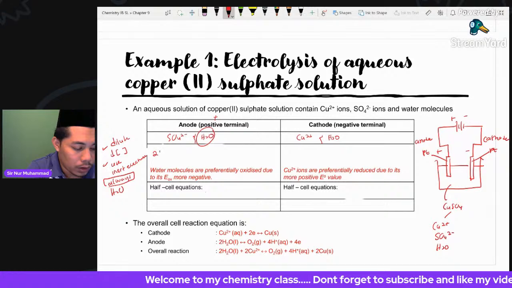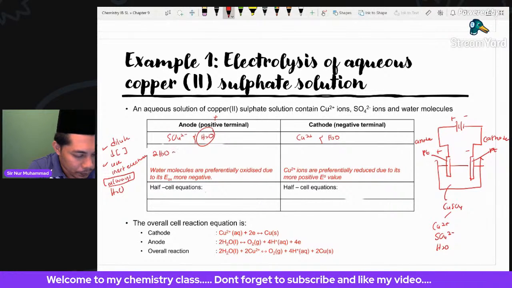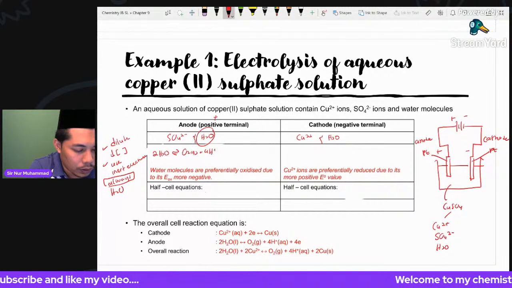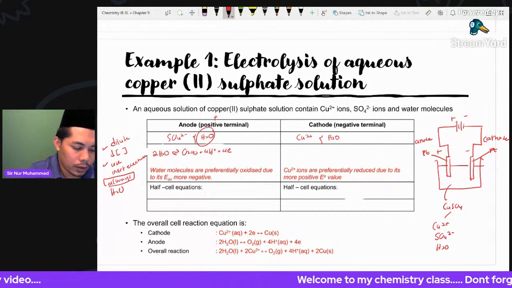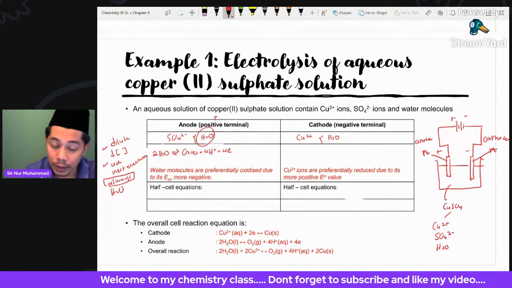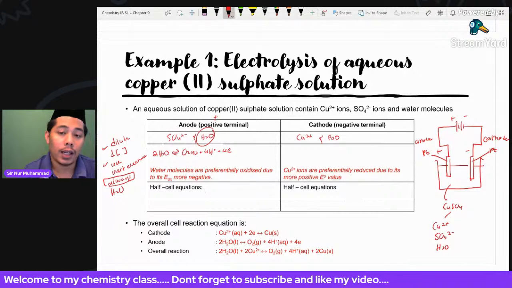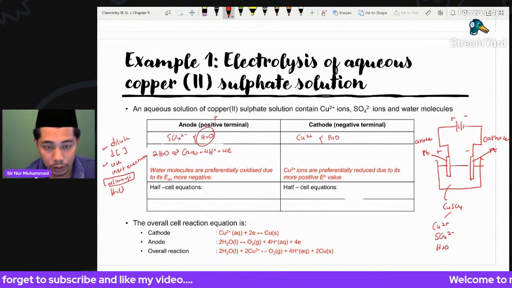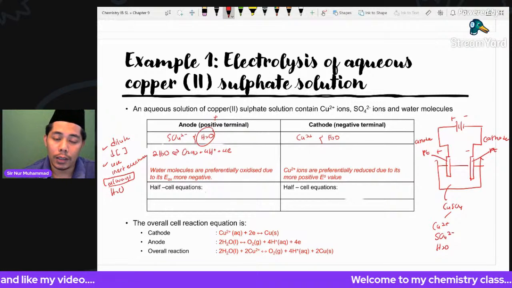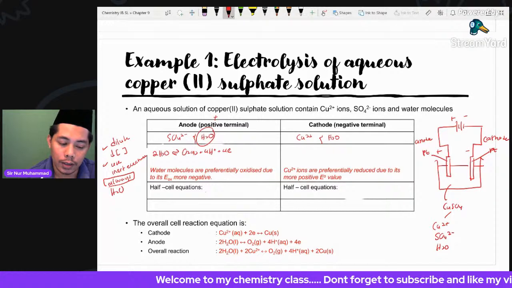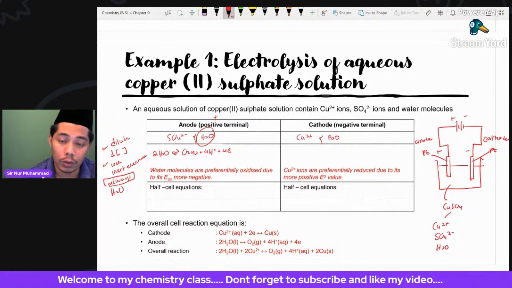So write the half equation. 2H2O produces oxygen gas plus 4 hydrogen ions plus 4 electrons. And at the cathode, it is not affected by the concentration and not affected by the type of electrode, but it depends on the value of SEP.